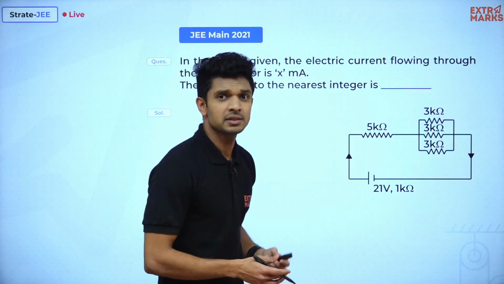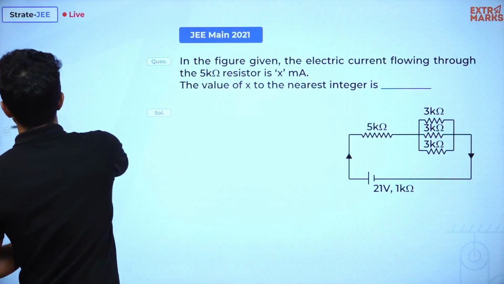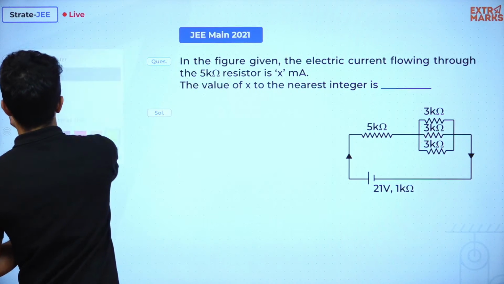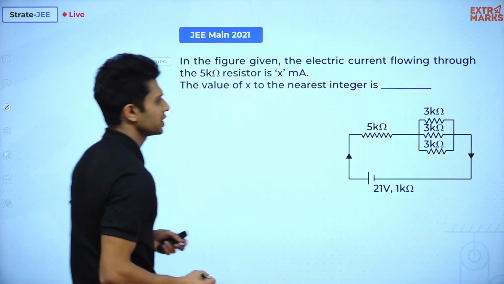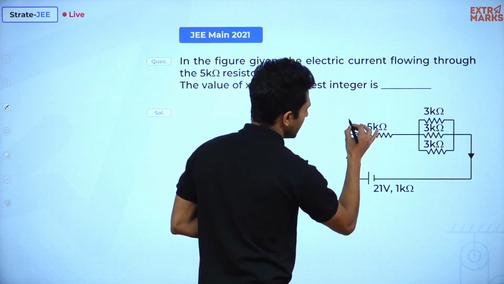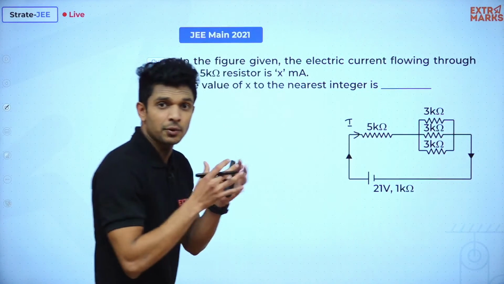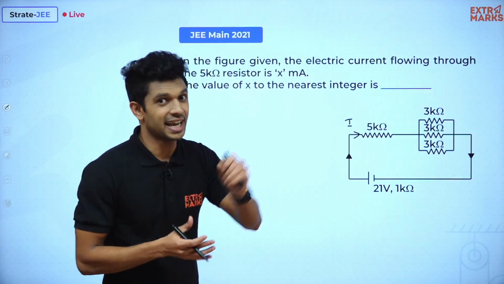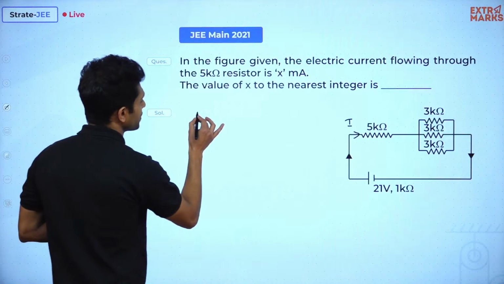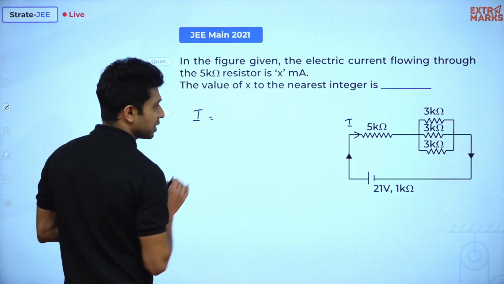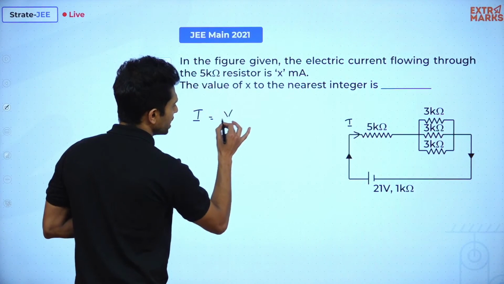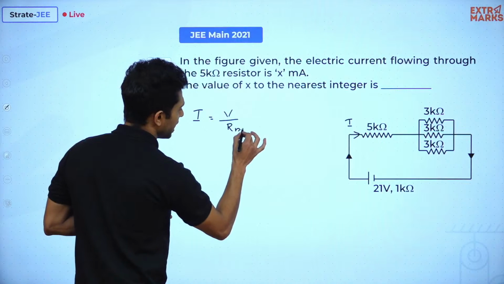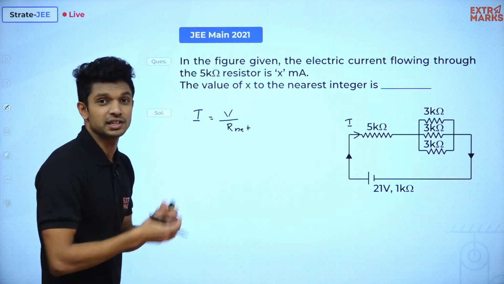Now, the question is mainly to find the value of current passing through the 5 kilo ohm, right? Yes or no? Yes, which means through this particular resistor. Let's mark it as I. Now tell me, is this current the net value of the current passing through the circuit? Exactly. So the net current can be written as I is equal to V divided by R, and R is the net amount of resistance.